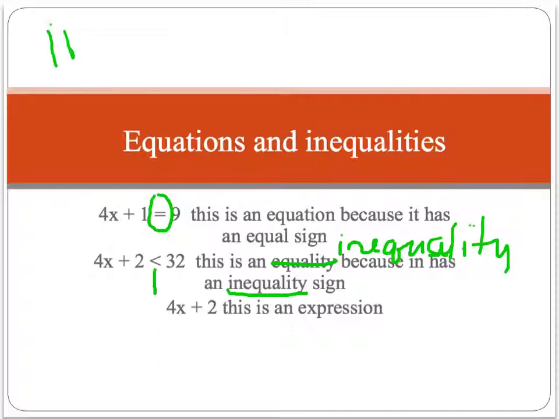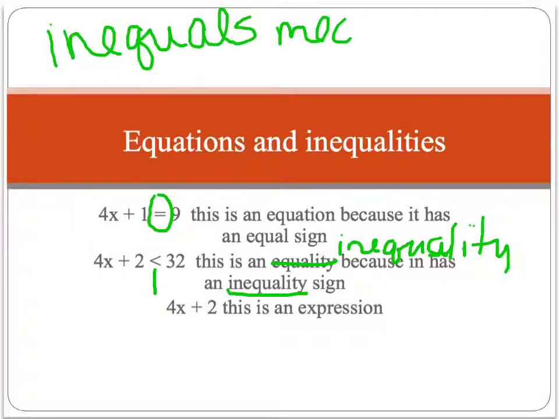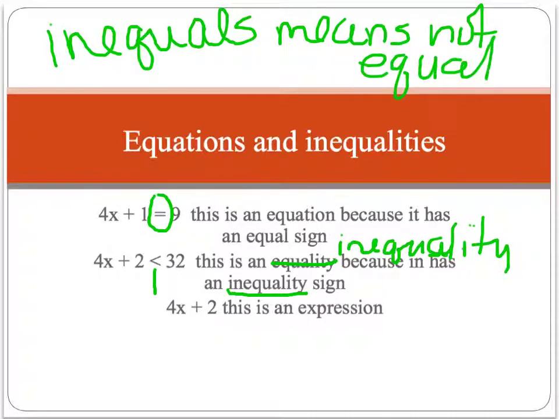So inequality means not equal. Not equal. So what I'm saying in this inequality is 4x plus 2 is not equal to 32. Well, how is it not equal to 32? It's not equal to 32 because it is less than 32.